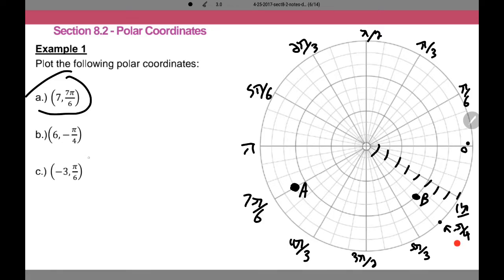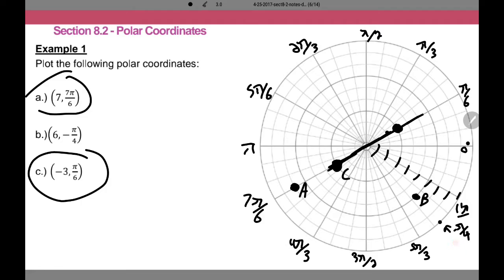And then this is a little trickier. Pi over 6 is this angle here, and I'm told to go -3. So instead of going to the 3rd circle, like you would maybe believe, I have to go back 3: 1, 2, 3 along that same angle. And there's where point C would be.